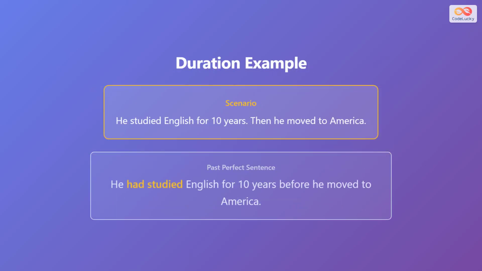Let me give you a duration example. He studied English for 10 years, then he moved to America. We say, he had studied English for 10 years before he moved to America. The had studied shows that his studying happened before the move, and it also tells us the duration, 10 years. This shows both the order and the length of time.